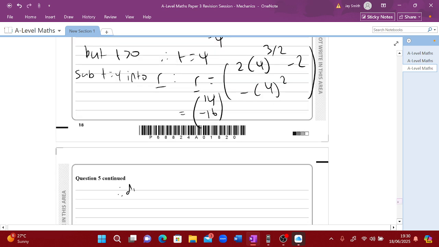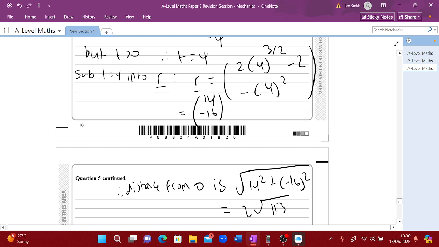So therefore the distance from O is the modulus of 14 squared plus −16 squared. Put that into a calculator, and that will be 2 root 113, I believe. And there we are. Cool. Good.